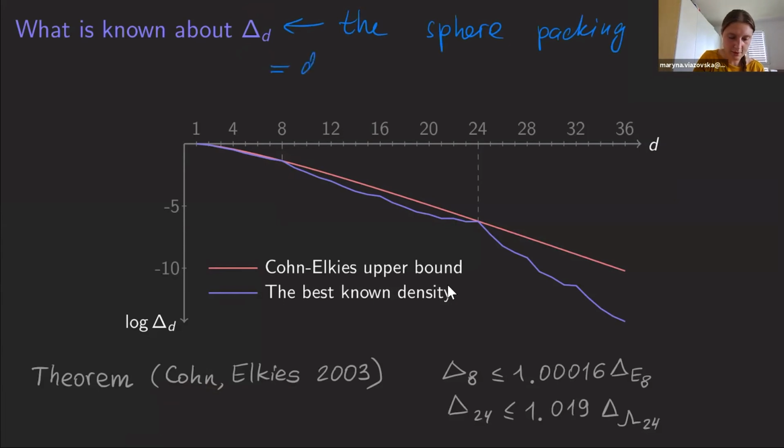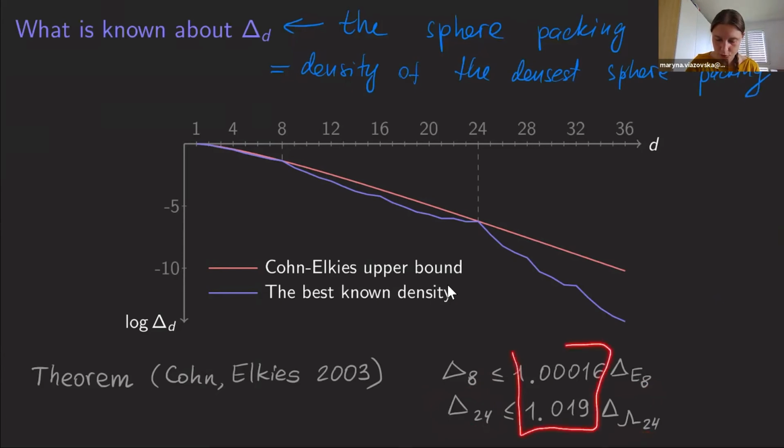which is the density of the densest sphere packing. And so they proved that even if there is some improvement in dimensions 8 and 24 compared to the E8 lattice and Leech lattice, this improvement is truly small.